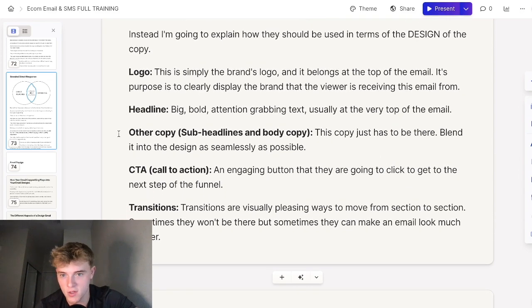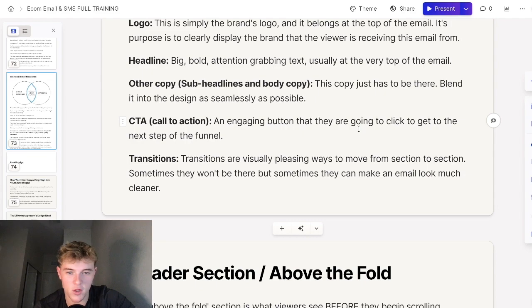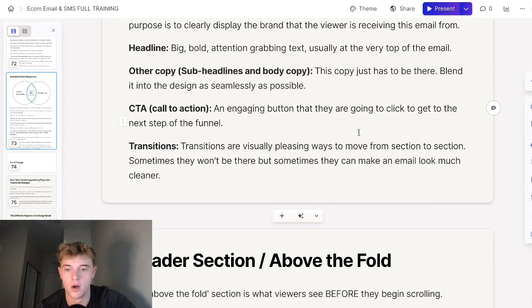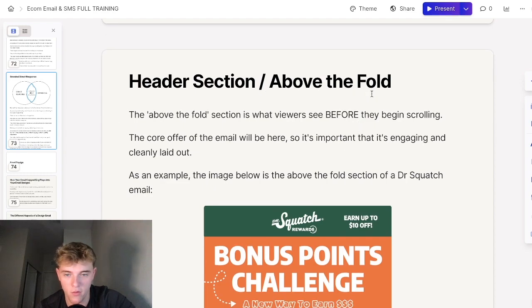Then you have other copy. This is going to be scattered throughout, like sub-headlines and body copy. This just has to be there so that you can get the copy in, but you want to blend it into the design as seamlessly as you possibly can. Then you have the call to action. This is going to be an engaging button that they're going to click to get to the next step of the sales funnel. Lastly, you have transitions. Transitions are visually pleasing ways to move from section to section. Sometimes they won't be there, but sometimes they can make an email look much cleaner. So we're going to begin with the header section, which is also called the above the fold section.